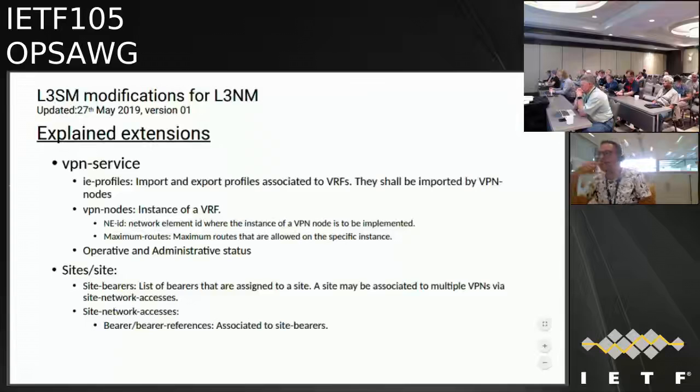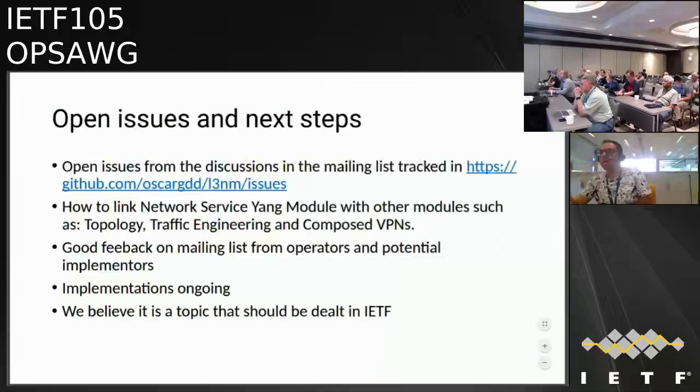Next slide, please. Okay, so here in GitHub we keep a list of the open issues that people have identified in the mailing list. So we have taken everything that was on the mailing list and opened it as an issue in GitHub just to be able to track it. And now we have already solved two of these three issues, and we still have some open points.